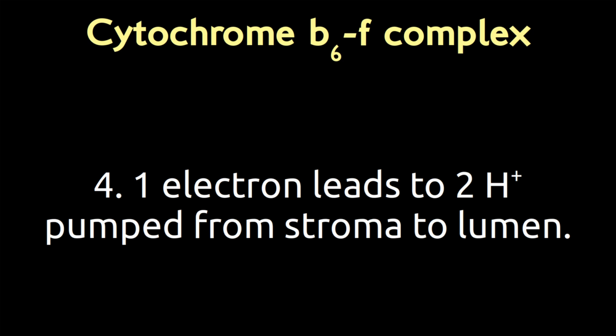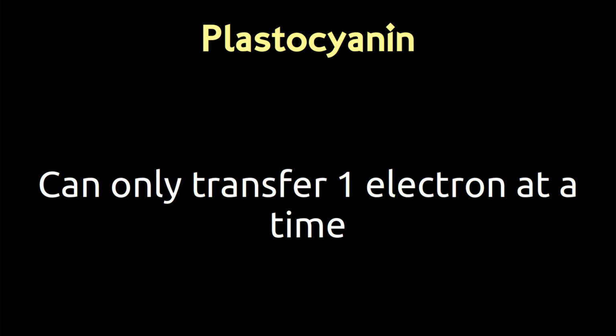Okay. So now we have the cytochrome b6f. It is pumping protons across from the stroma to the thylakoid lumen. Two for every electron that gets passed on, and then it passes on those electrons to plastocyanin.